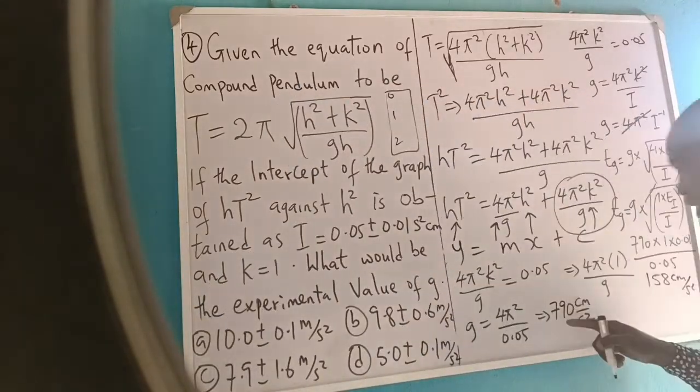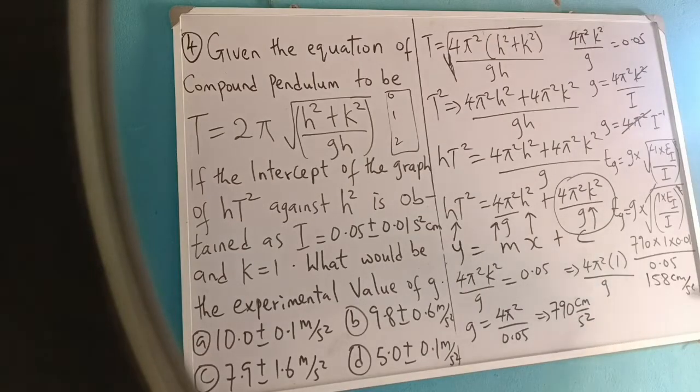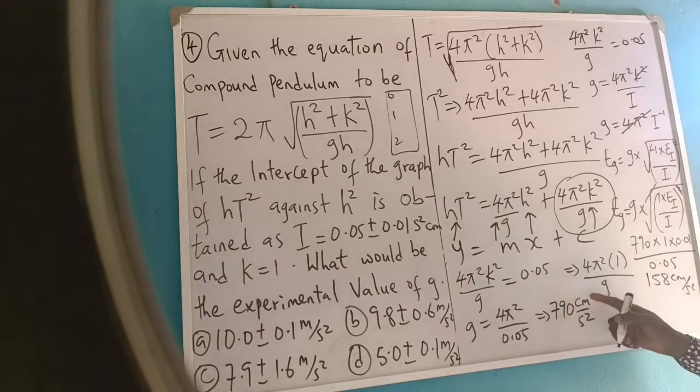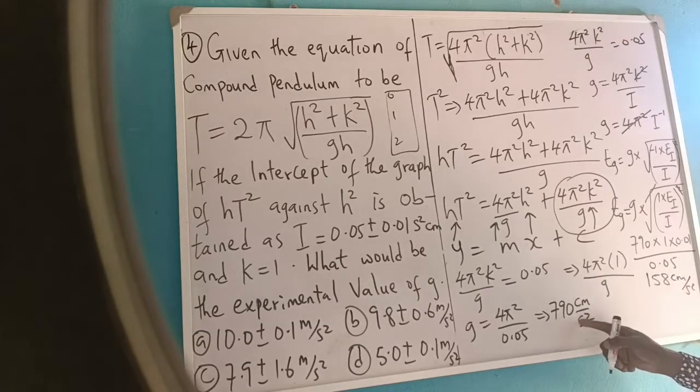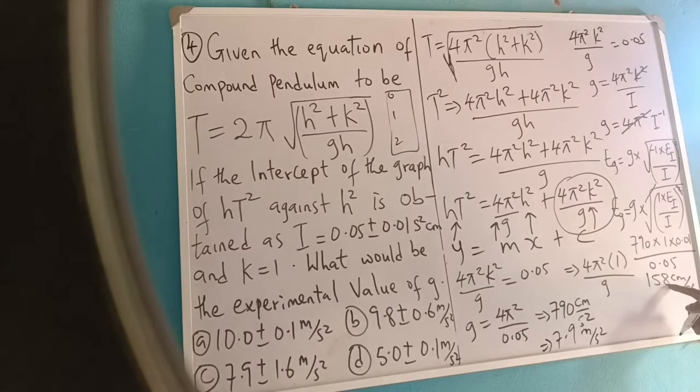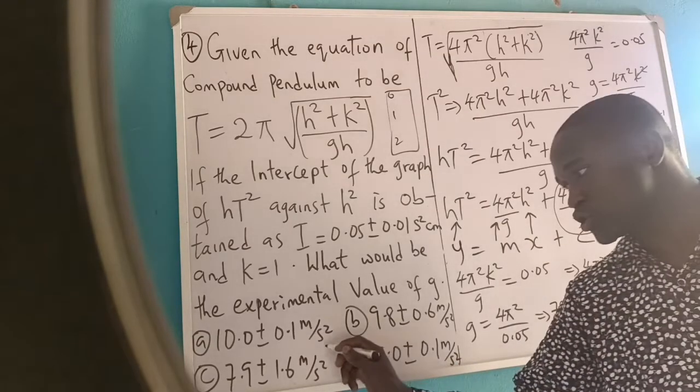Now, this is centimeter per second square, but the option is in meter per second squared. To convert this to meter per second square, I will divide this by 100, and it will give me 7.9 meter per second square. I will divide this by 100 also. It will give me 1.6 meter per second square. So this will be 7.9 meter per second square plus or minus 1.6 meter per second square. That is all it will give you, and that is option C.